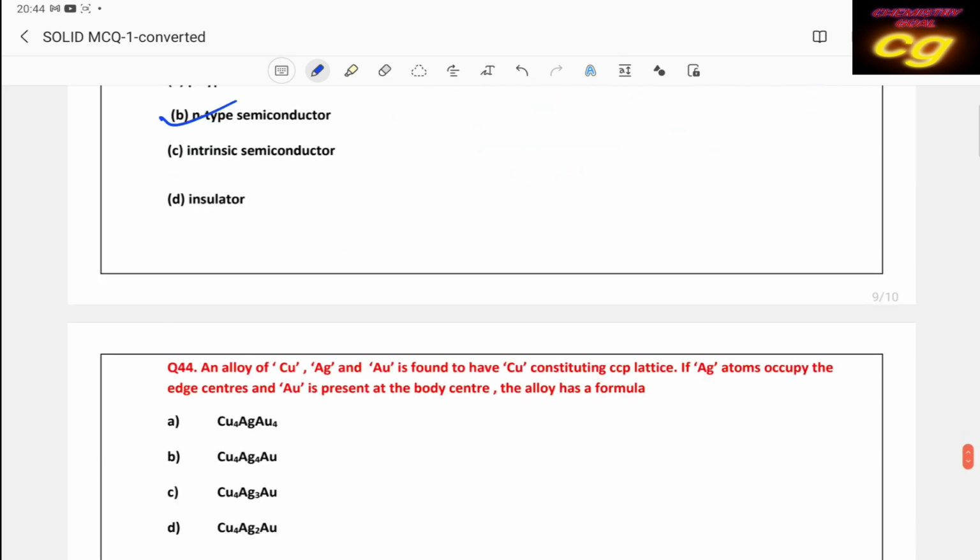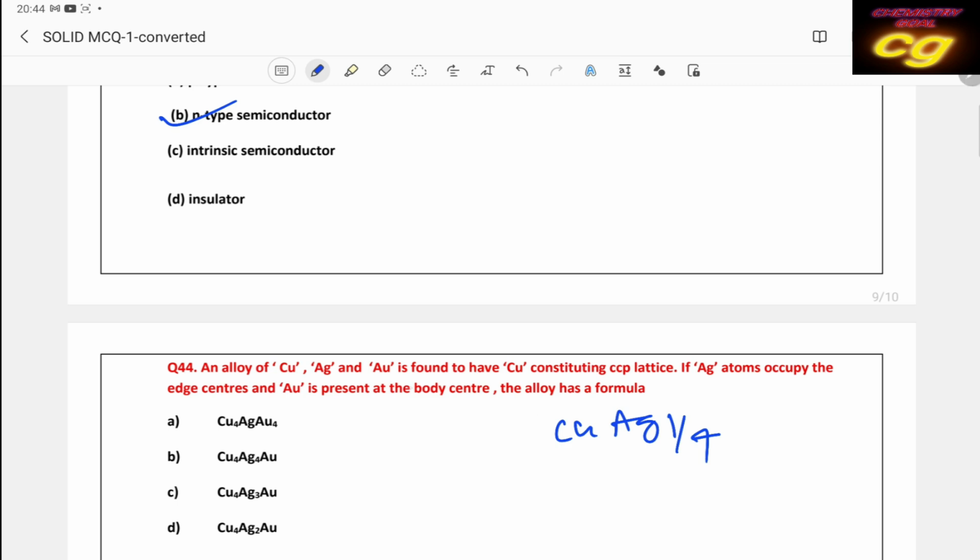Okay. An alloy of copper, silver and gold is found to have copper constituting CCP. Copper is 1 at the corner and silver occupies the edges. Edge means the contribution is 1/4. This is very important: if the particle occupies the edge, the contribution will be 1/4. If it occupies the face, that will be half. If it occupies the corner, that is 1. So you have to remember this.